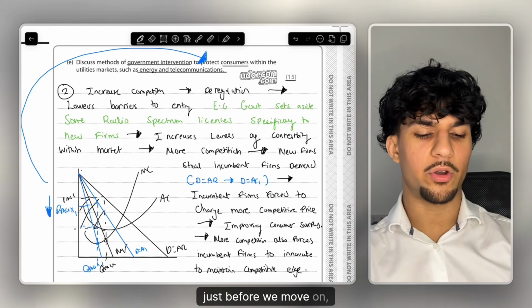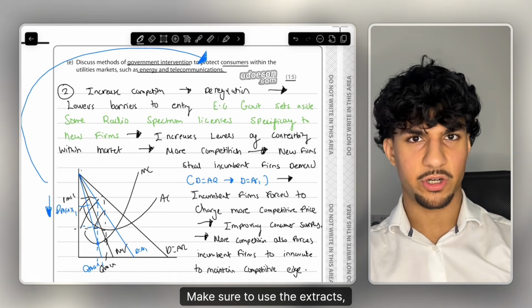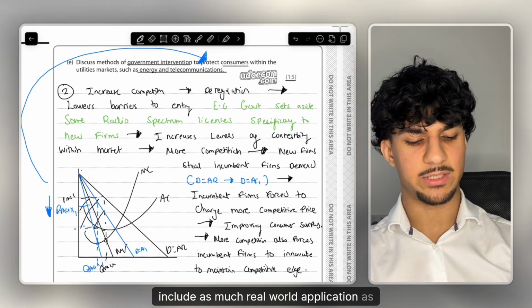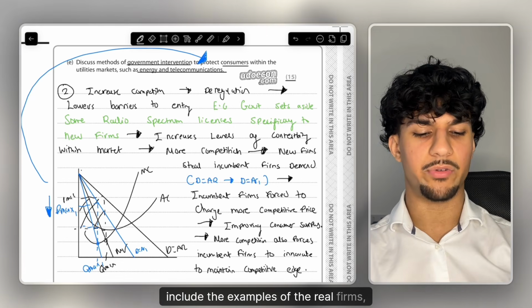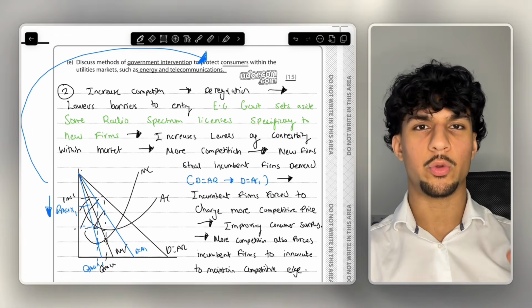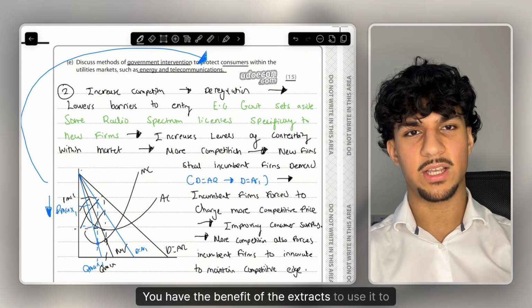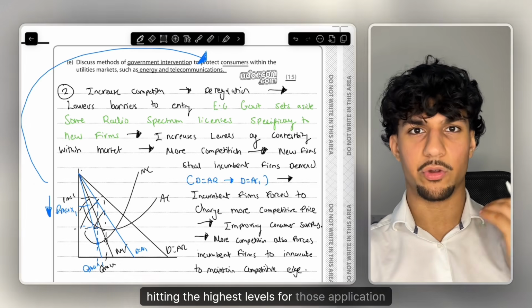And of course, just before we move on, I've just been focusing more on the chain of analysis here. Make sure to use the extracts, include as much real world application as possible. Of course, when I was speaking, I was including examples of real firms, a few stats and figures, and using the extracts. Of course, it's a 50-mark question. You have the benefit of the extracts to boost that application mark, to make sure you're hitting the highest levels for those application marks.